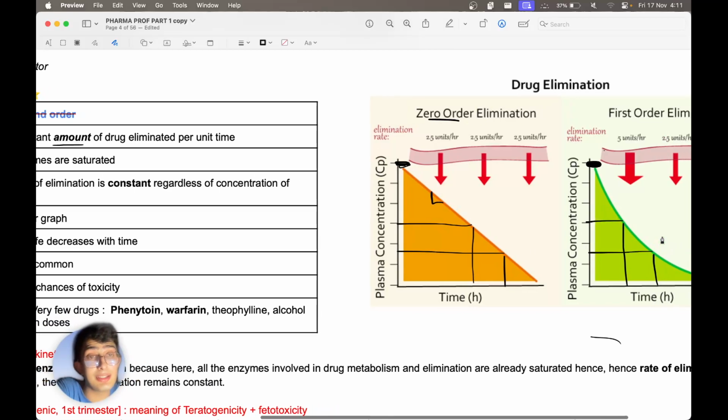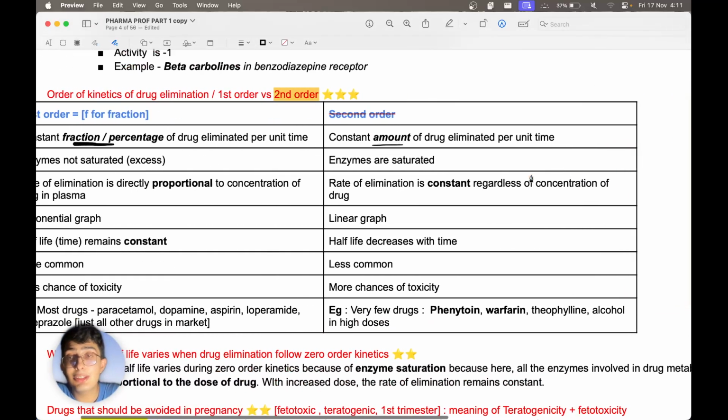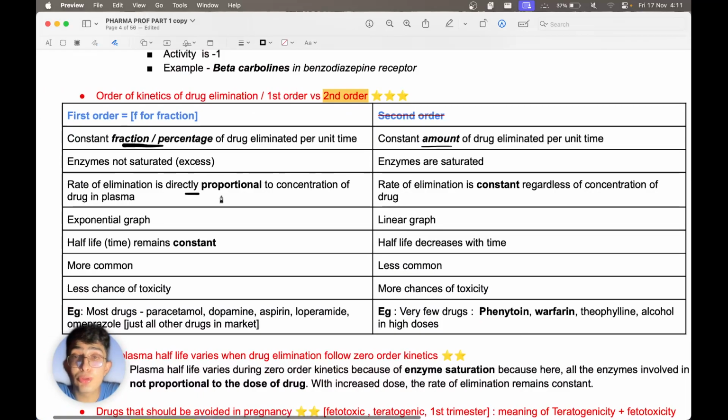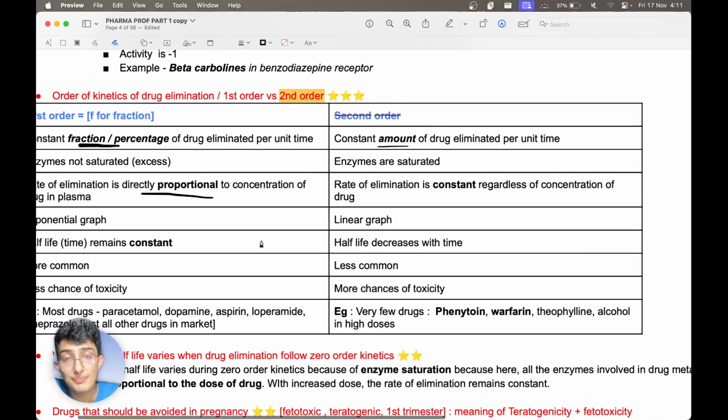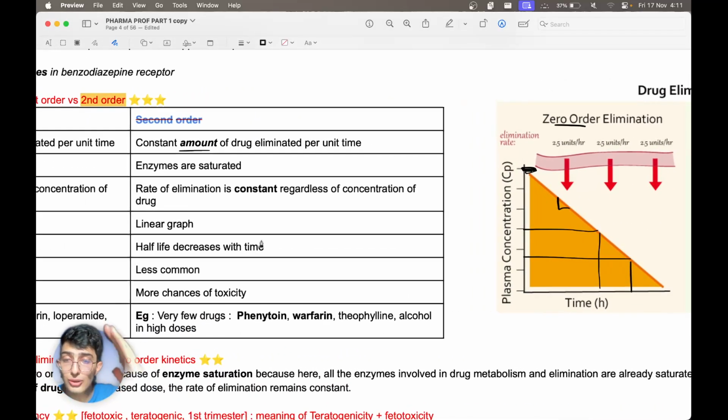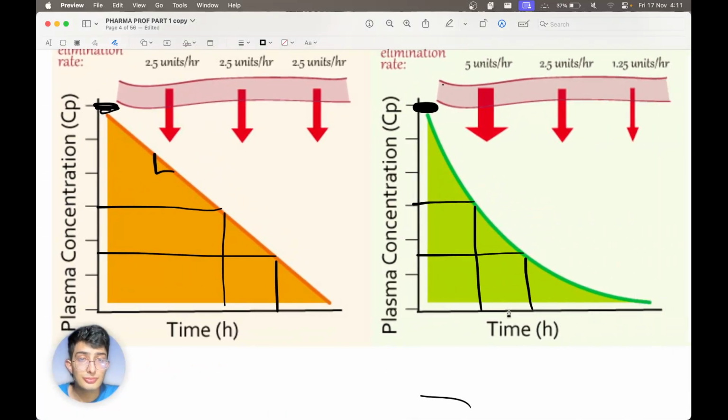But in first order kinetics, we know that the rate of elimination is directly proportional to the concentration of drug. So as we increase the amount or concentration of drug, the rate of elimination, or the slope, should also increase. So here, when the drug amount is very high, look at the slope. This is mathematics. It's very interesting. Look at the slope. It is very steep. But when the concentration of drug is a little bit less, from 100 milligrams to 50 milligrams, look at the slope. Is it a little bit less steep?